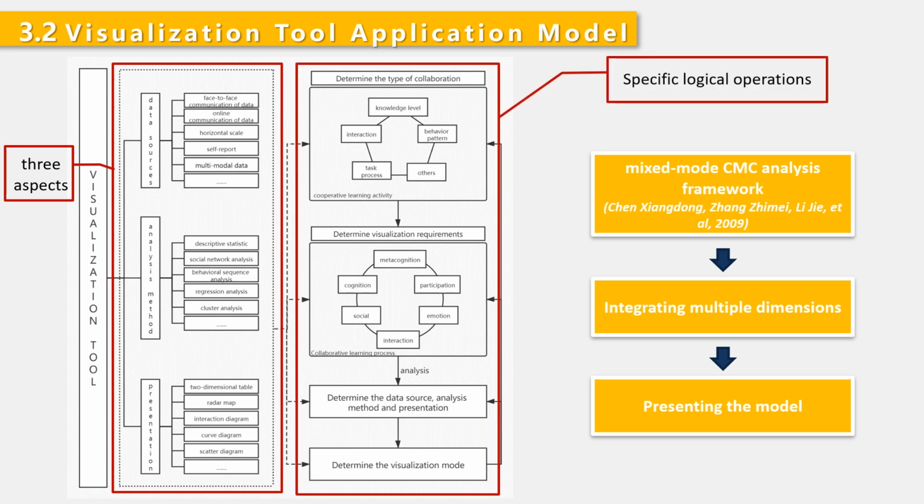The right side area represents the specific logical operations of the analysis visualization approach. Determining visualization requirements focus on what to visualize, and what type of collaborative process to present. It is important to first determine the focus of the collaborative activities and then determine the sources, analysis methods, and the presentation of the data at a later stage.